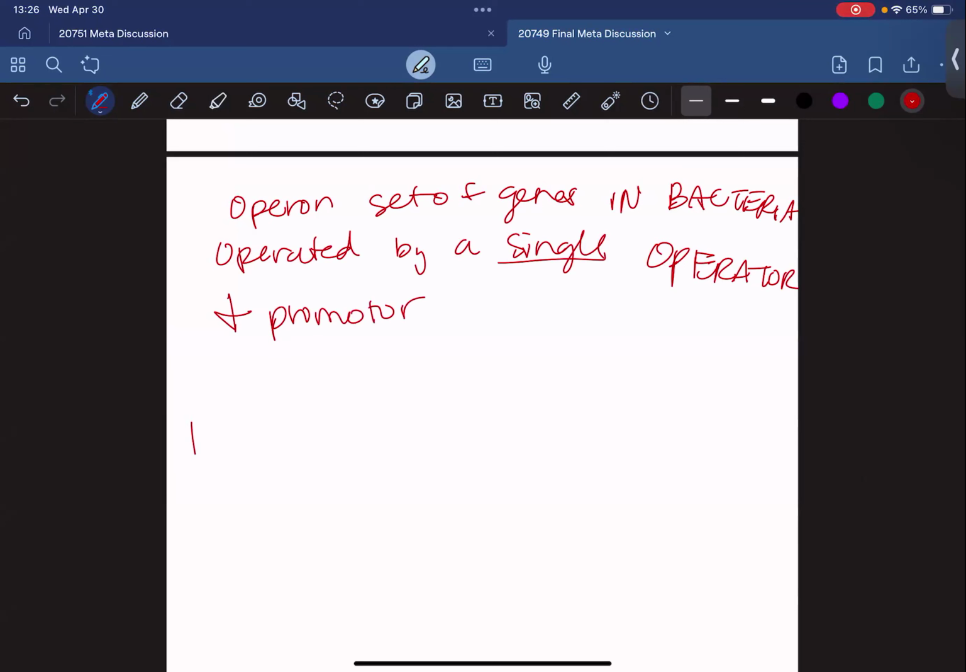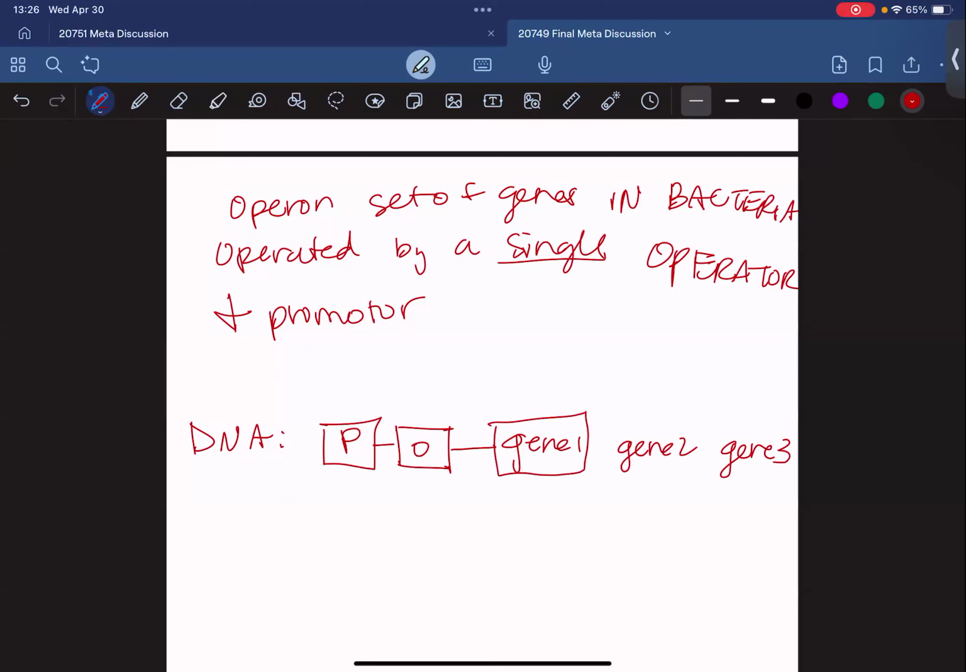This means that at the DNA level, we've got the promoter, we've got the operator, and then we've got genes: gene 1, gene 2, and gene 3. And they're all going to be controlled by that one promoter and operator region.